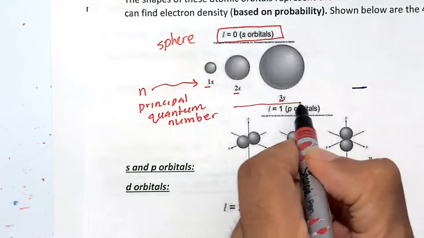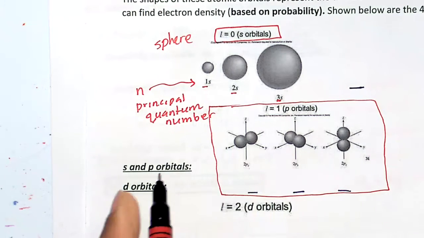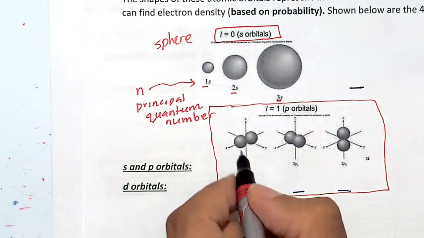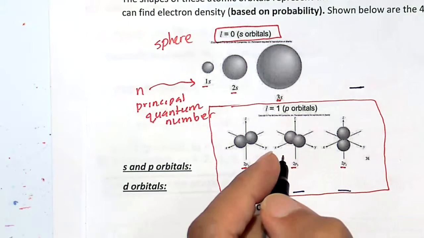What about a p orbital? What's the principal quantum number for a p orbital? Okay, here it's going to be 2. You see that? N equals 2.